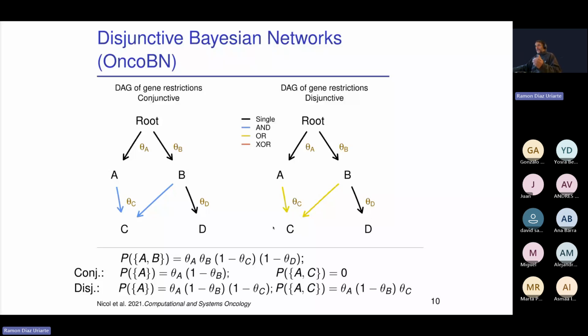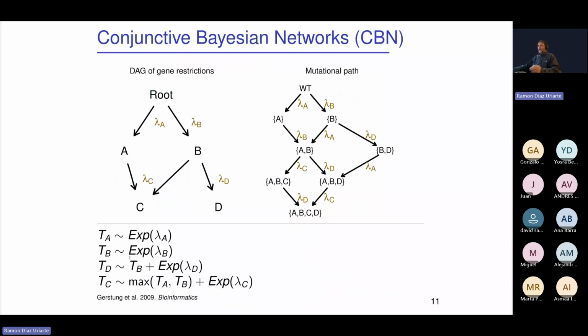Both oncogenetic trees and OncoBN are what are called untimed models. This gives us the probability of observing the different genotypes at the time of observation. But other models use a continuous time formulation. One of the first ones was the conjunctive Bayesian networks. It looks very similar to the previous one. These are conjunctions, these are AND, but this is a continuous time model.